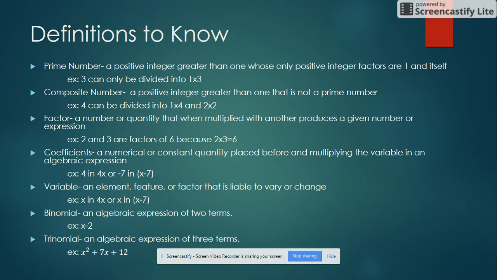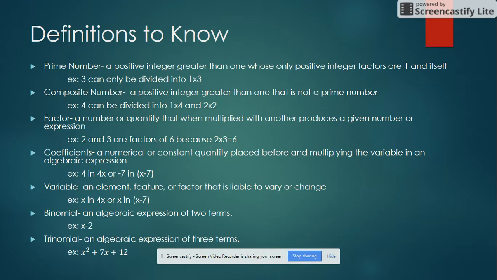A coefficient is a numerical or constant quantity placed before and multiplying the variable in an algebraic expression, such as 4 in 4x or negative 7 in x minus 7. A variable is an element, feature, or factor that is liable to vary or change, such as x in 4x or x in x minus 7.